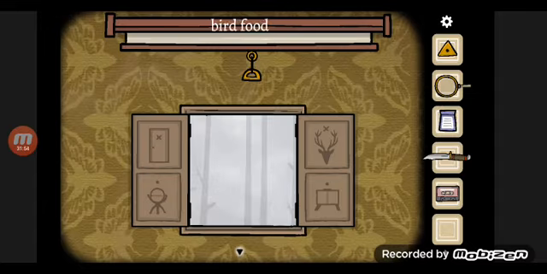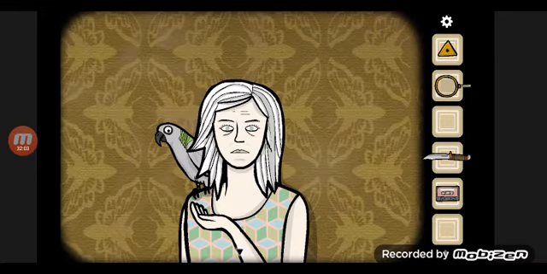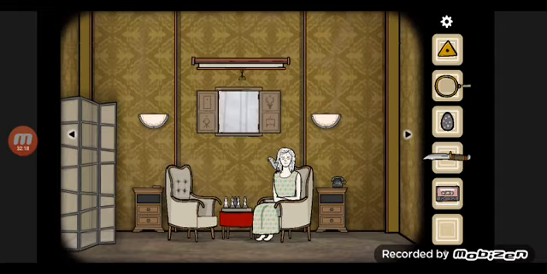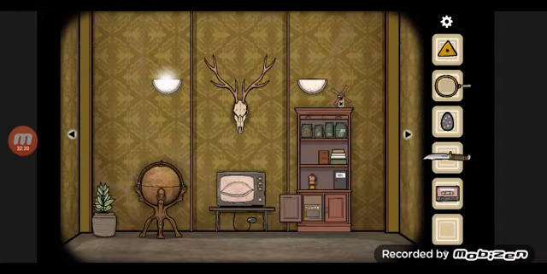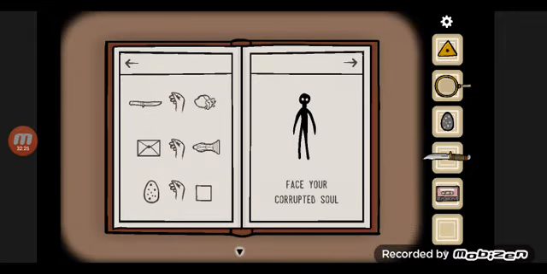So let's turn to the window and take away the bird food, and feed it to Harvey. And click on it twice. Take the egg. We are back at where it all began. Harvey's egg. And we act according to the hint from the guide. For those who don't remember what to do, here.